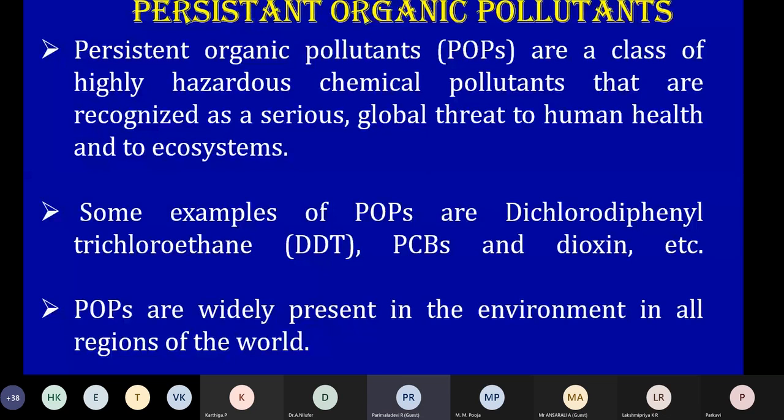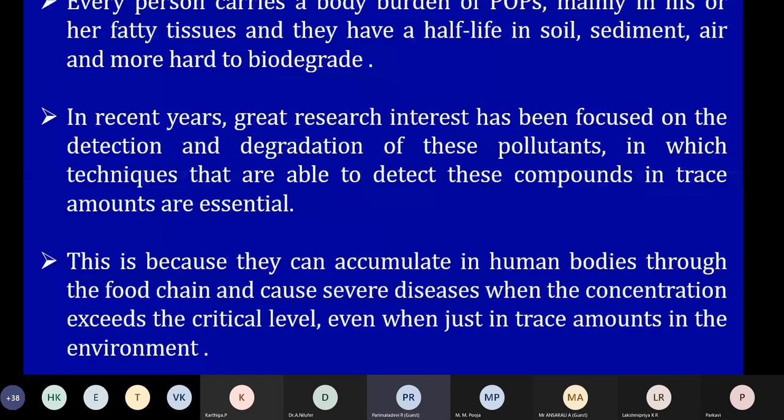Normally every person carries a body burden of these persistent organic pollutants, mainly in his or her fatty tissues, and they have a long half life in soil, sediments, and air, and are hard to biodegrade. In recent years, great research interest has focused on detection and degradation of these pollutants, in which techniques that are able to detect these compounds in trace amounts are essential.